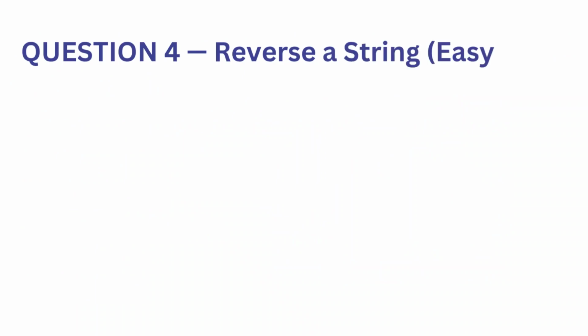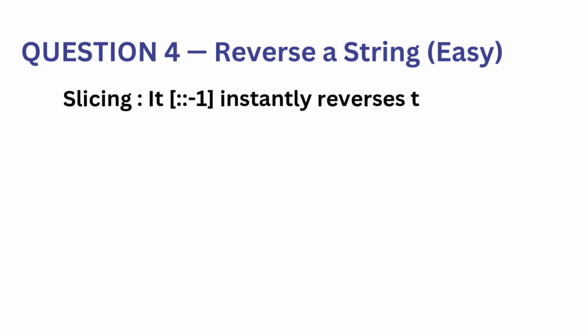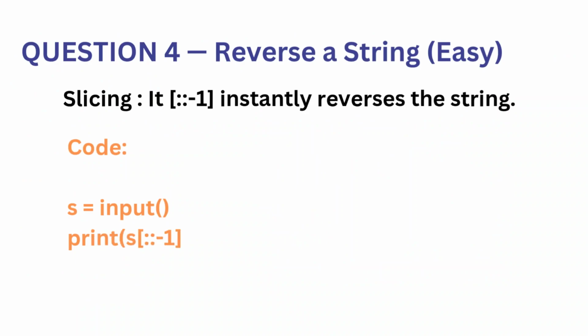And the next question is reverse a string. Here in Python, slicing can instantly reverse the string, so it should be easy. Here s = input() and print s[::-1]. This is cleaner compared to manual loops. You can also solve this problem using loops.